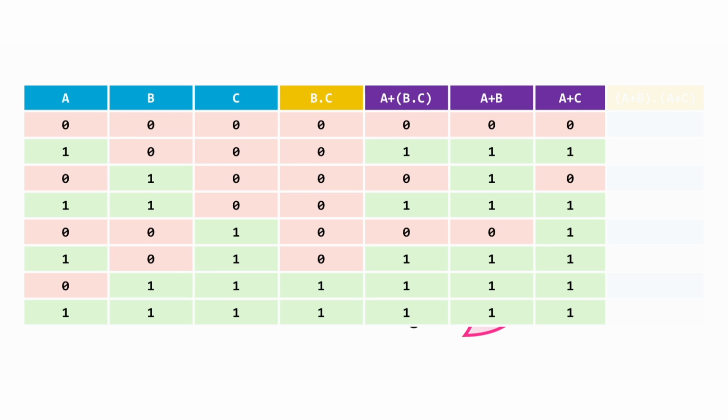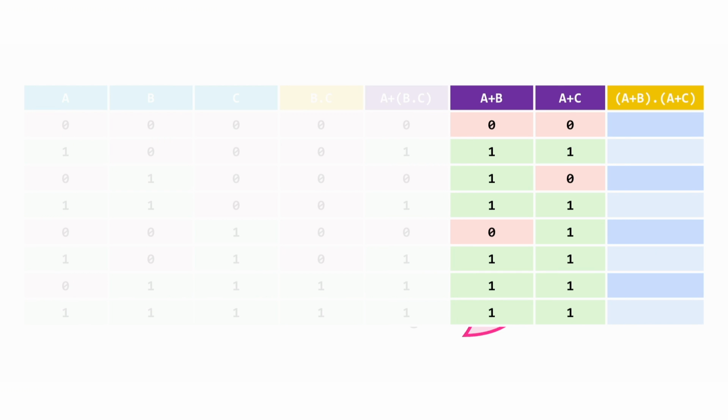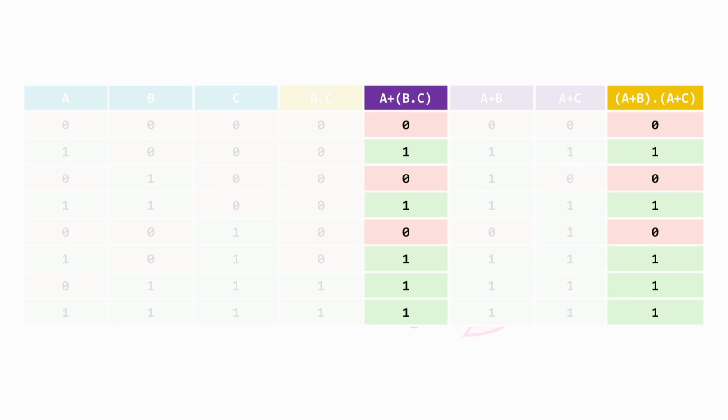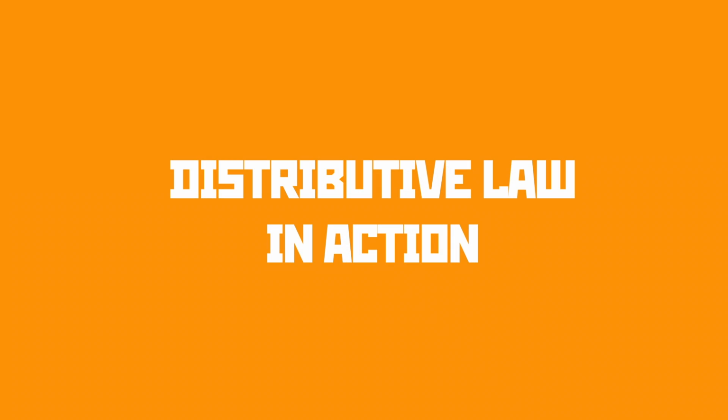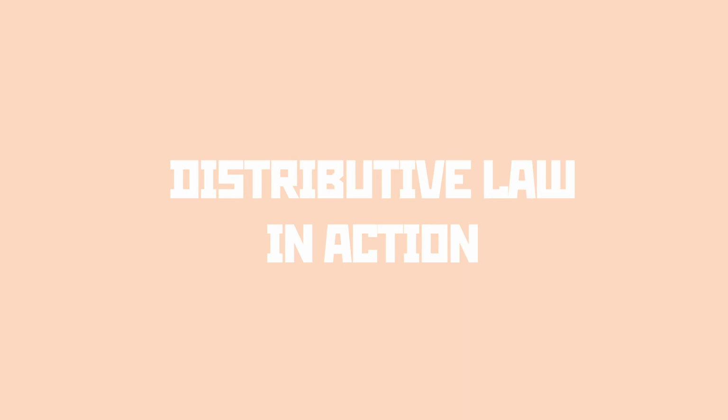Final column now. This is the AND of the 2 columns shown. We need 1s in both columns to get a 1. So, sad times here. Just a 0, then a 1, a 0 again, a 1, a 0, and then a bunch of 1s. Do those columns match then? Well, of course they do, otherwise there'd be little point in me trying to teach it to you. This law is proved, and we can have a go at using the rule in action.